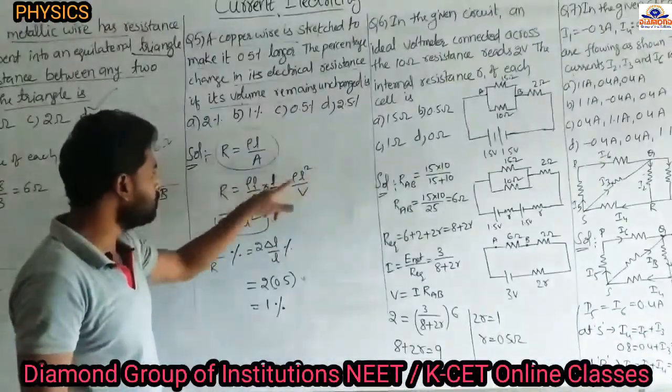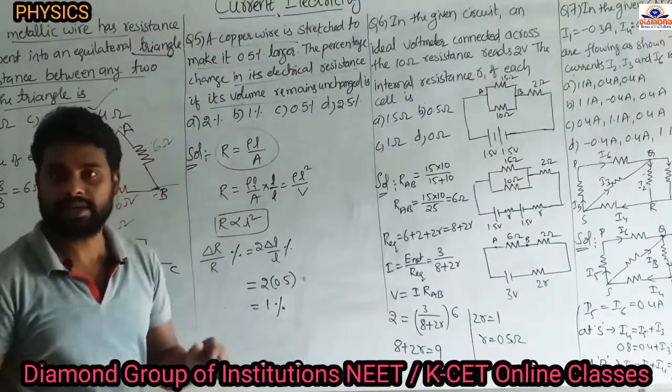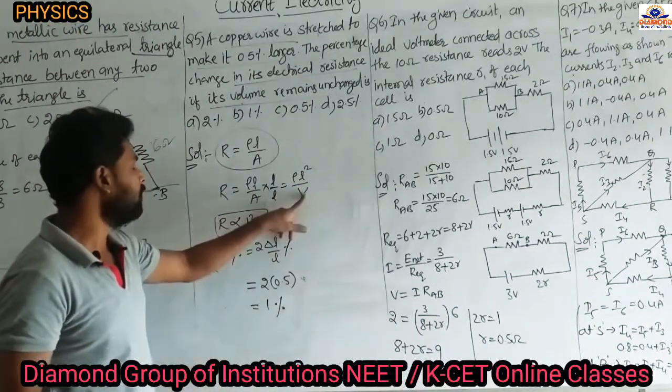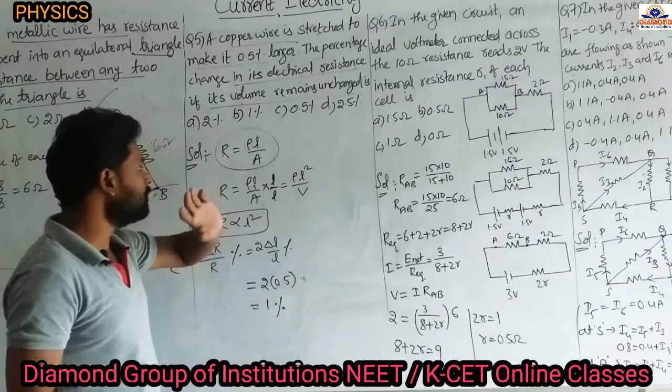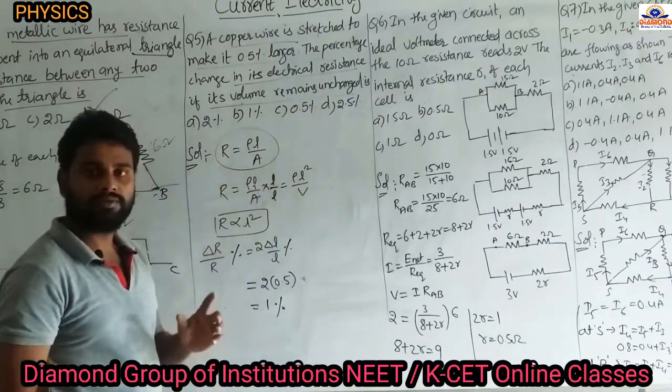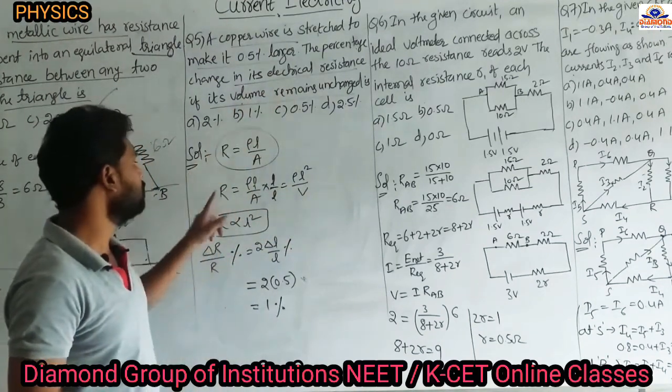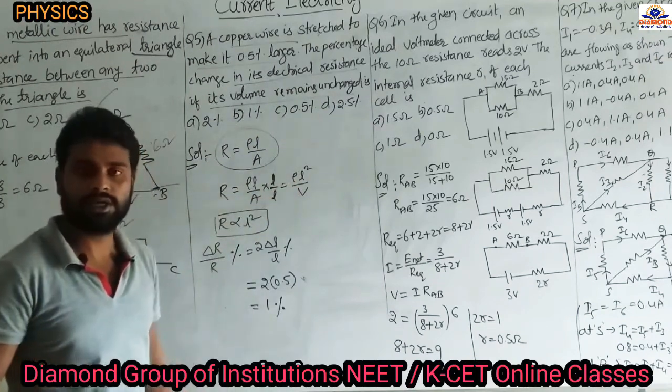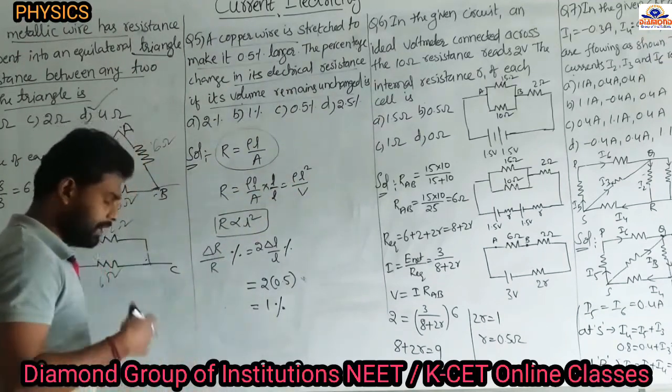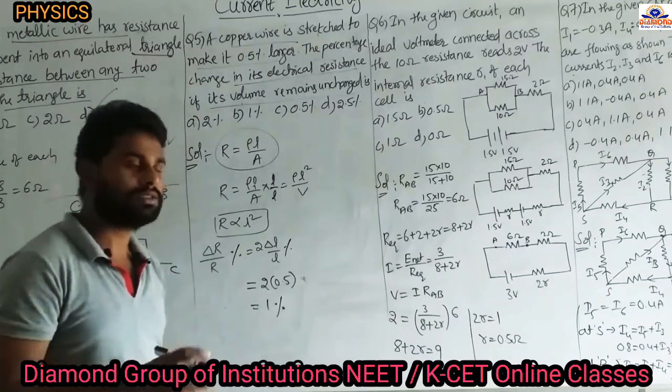Rho into L, L square by A into L. Cross sectional area into length will give the volume. So here resistivity is constant and the volume remains constant, they said. So the relationship is R is directly proportional to L square. So to find the percentage change in the resistance, we can do it easily.